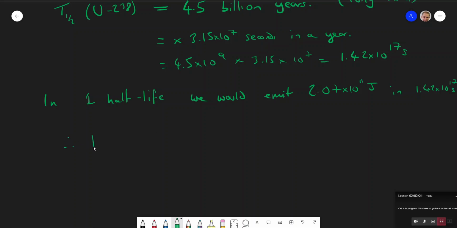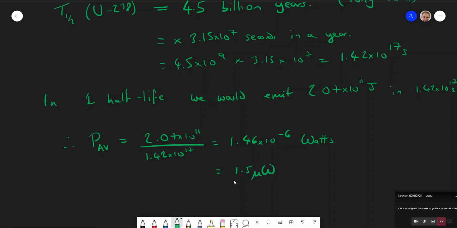So therefore we have an average power. How much energy per second? Well, we've got a big number, but it's divided by an even bigger number. So we've got 2.07 times 10 to the 11 over 1.42 times 10 to the 17. And we end up with 1.46 times 10 to the minus 6, so about 1.5 microwatts.